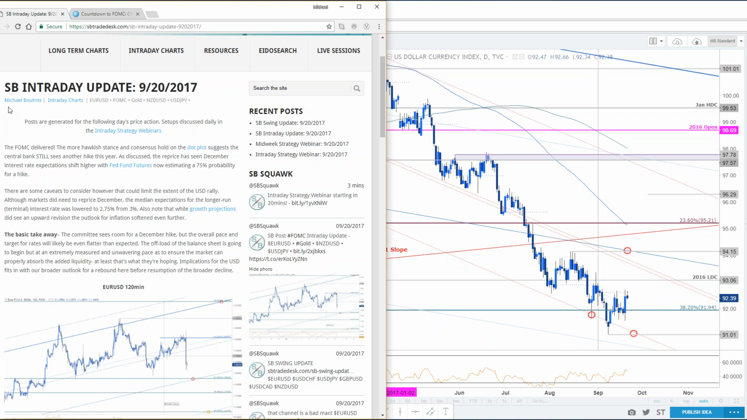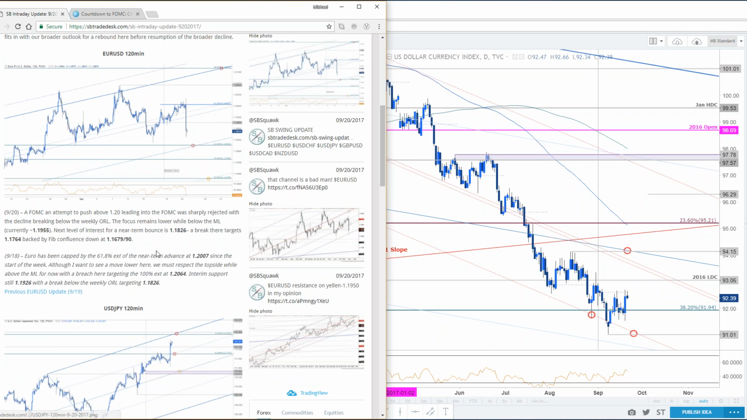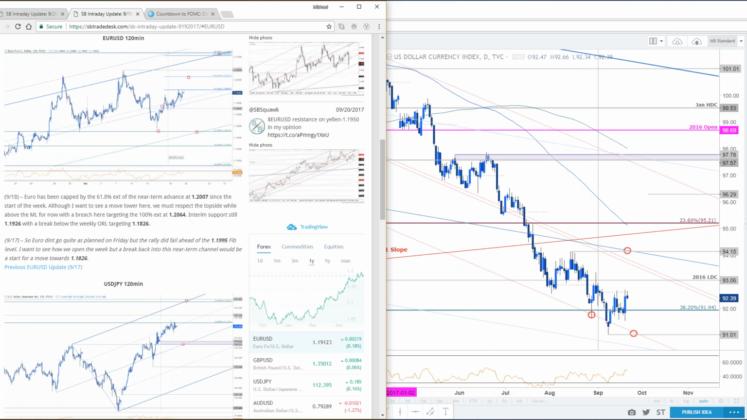Here's what euro dollar looked like last night. So we came into the week talking about, we kind of revised it a little bit. If we go back, it was basically the 618 retracement that was the first initial resistance level we were talking about, 1995, which is what we wanted to see hold as resistance. It kind of pushed higher.